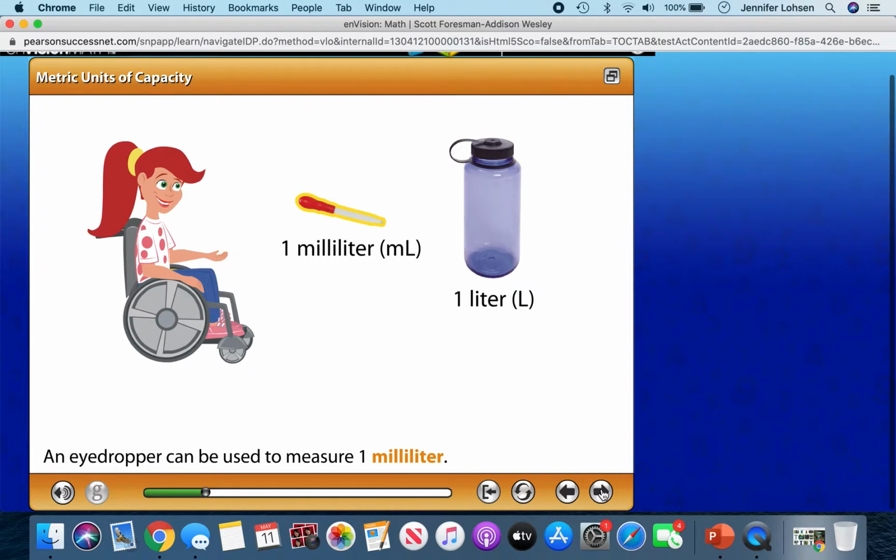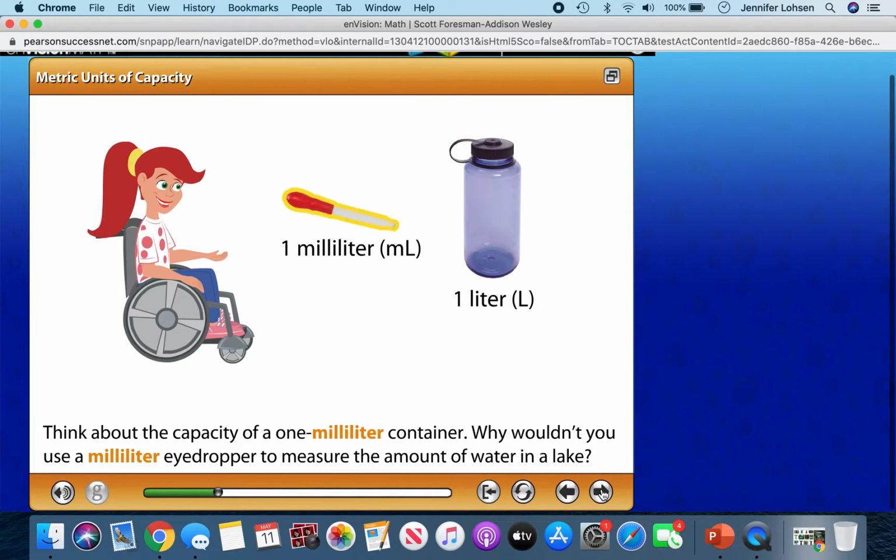An eyedropper can be used to measure 1 milliliter. Think about the capacity of a 1 milliliter container. Why wouldn't you use a milliliter eyedropper to measure the amount of water in a lake? All right, so down at my dad's house in Georgia, in front of his house, he has this huge pond. It's so large, I actually call it a lake, even though it's not quite classified as one. I've named it Lake Lowson, and I would not want to go out there and sit there with my little dropper that looks like this to measure all of the liquid within the lake.